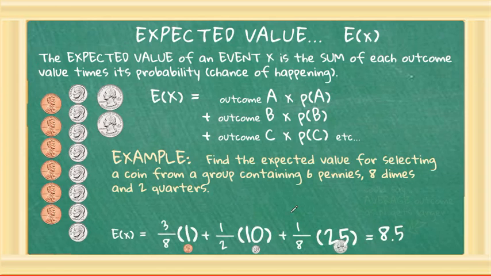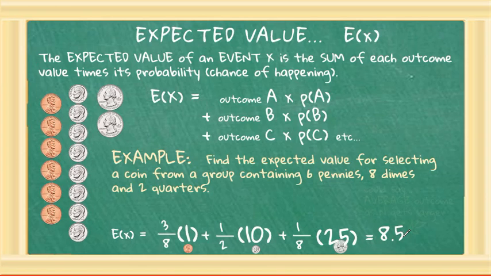Okay, and let's use this formula, and then we'll wrap up talking a little more about why this is useful. All right, so I take outcome A, 1, a penny. What's the chance of that? Well, 6 out of 16 coins, or 3 over 8. I take dimes worth 10 cents. Their probability is half. 8 out of the 16 coins are dimes. 25 is the quarter. 1/8 of the coins are that. So I take each one times its weighted probability value, and I get 8.5.